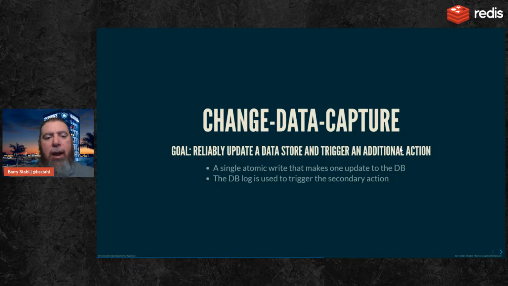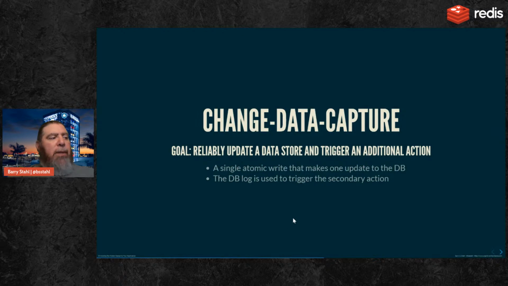This is change data capture. The goal of change data capture is to reliably update a data store and trigger an additional action. Now, if that goal sounds familiar to you, good, because that's also the goal of the outbox pattern. Update a data store, trigger a downstream action. All three of these first patterns are going to be very, very similar. And in fact, if you look at the sequence diagrams, they're going to be very, very similar.